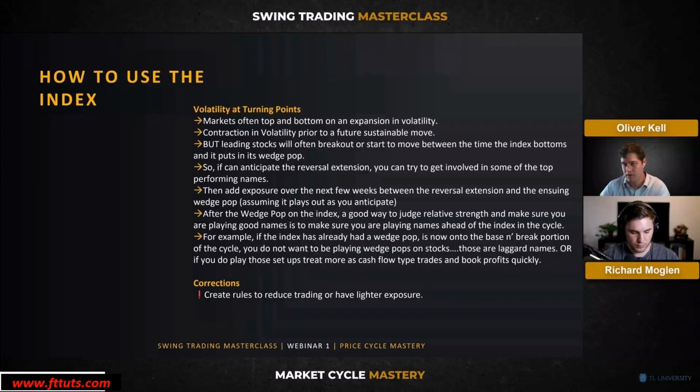One of the things that I pay attention to is after the wedge pop on the index. I'm talking not your individual stocks, but the actual index putting in its wedge pop. A good way to judge relative strength is to make sure you're playing names that are ahead of the index in the cycle. For example, if I see the index put in a wedge pop and then it has an EMA crossback, I don't want to be getting into stocks that are showing a wedge pop when the index has an EMA crossback. Why? They're behind the index. They're laggards.